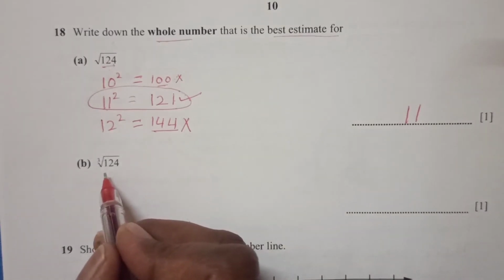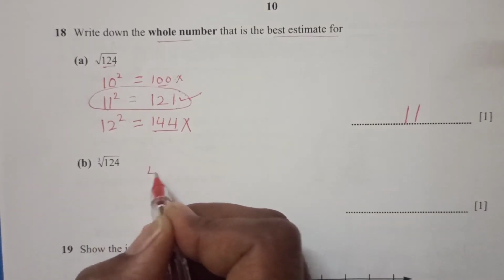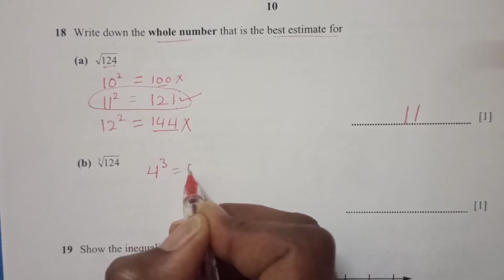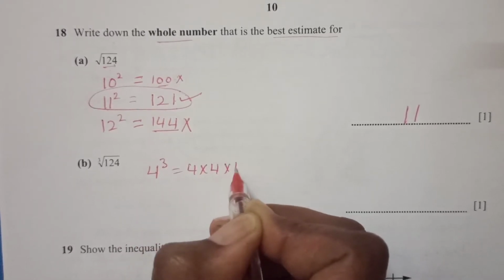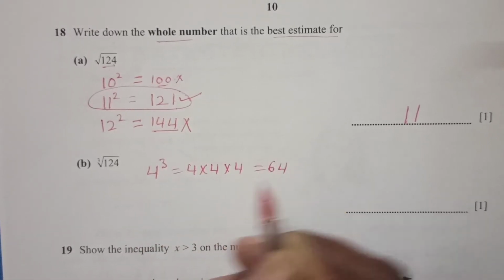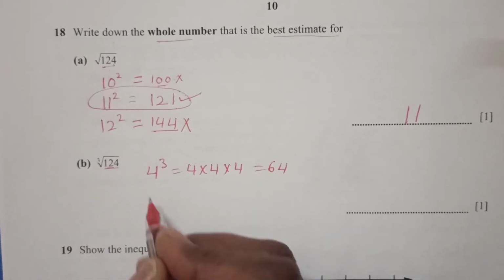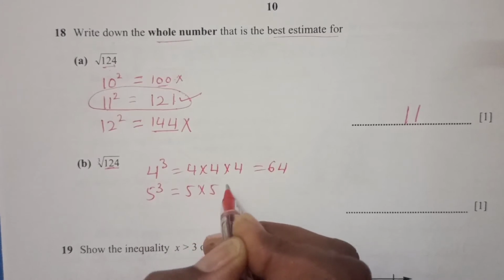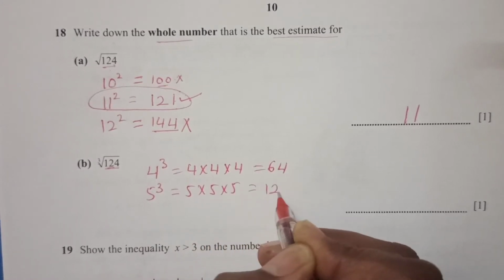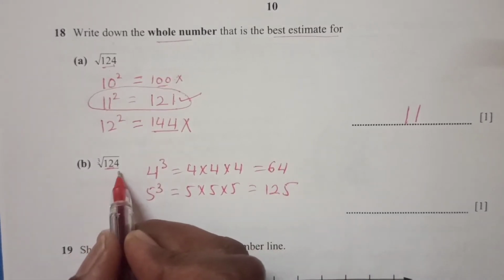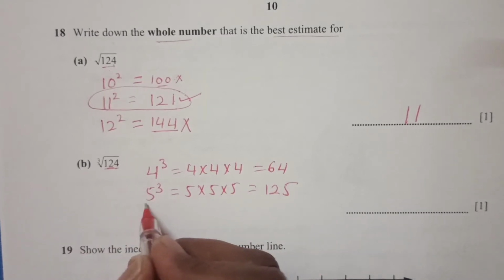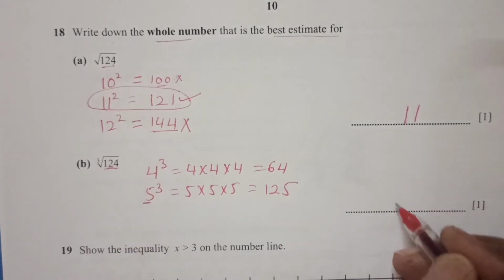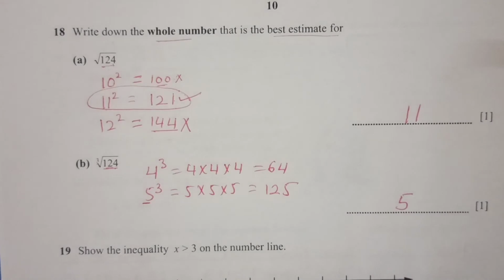Now the cube root may be, let's see, 4 cubed is 4 times 4 times 4, which is 64, which is too far from 124. So let's see, 5 times 5 times 5, it is 125. So you see, the difference is only 1 here, so this will be the best estimate for that. So the final answer will be 5 in this case, right?